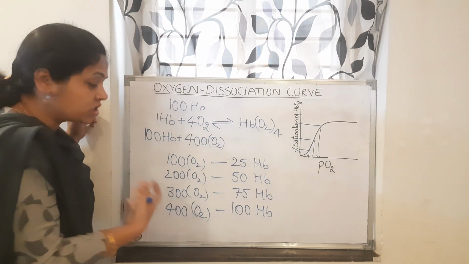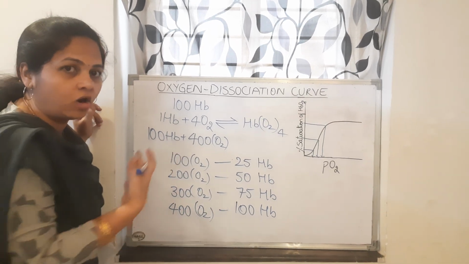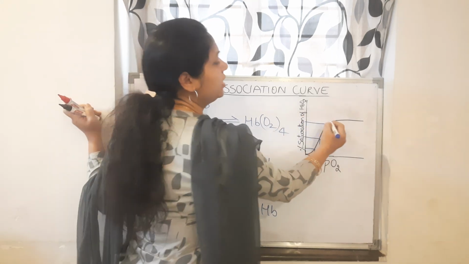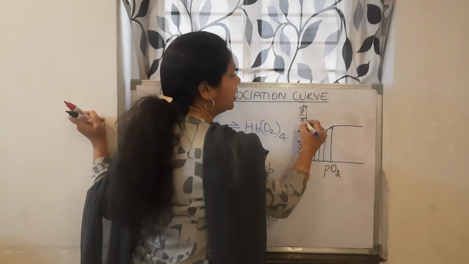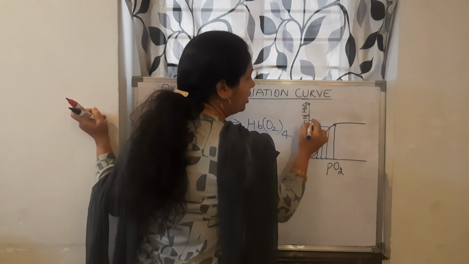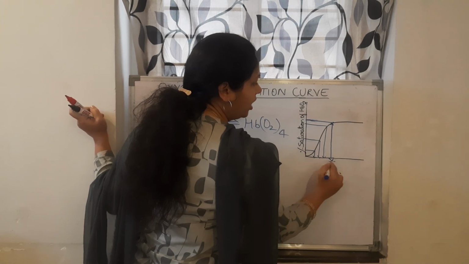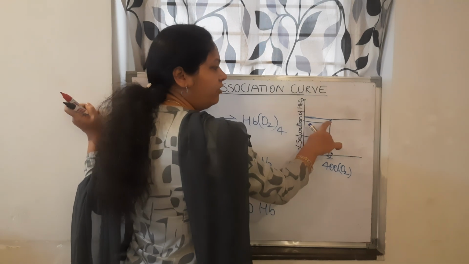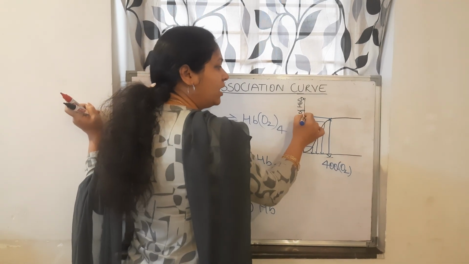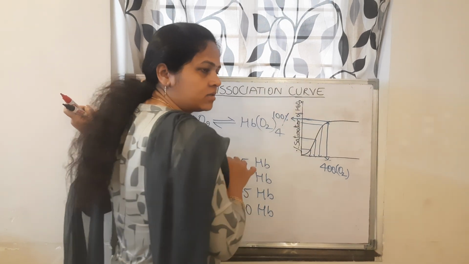See, through inspiration, we are not exactly taking only 400 oxygen molecules, but of course beyond that. So that's the reason why this is considered to be the maximum point in this curve, where we are providing 400 oxygen molecules. Because of providing 400 oxygen molecules, the entire 100% of hemoglobin is saturated with oxygen.